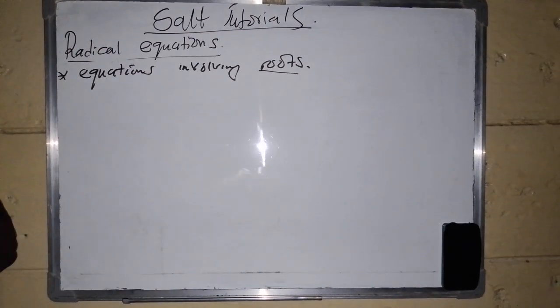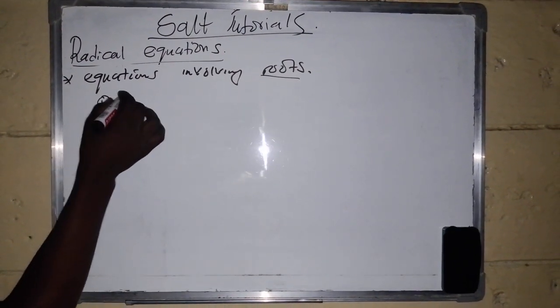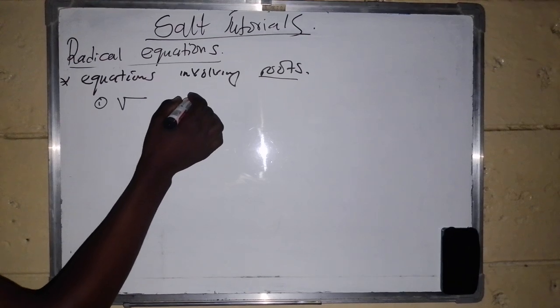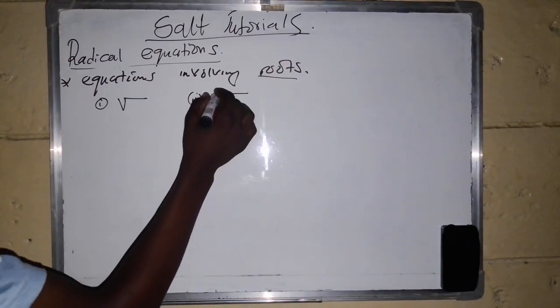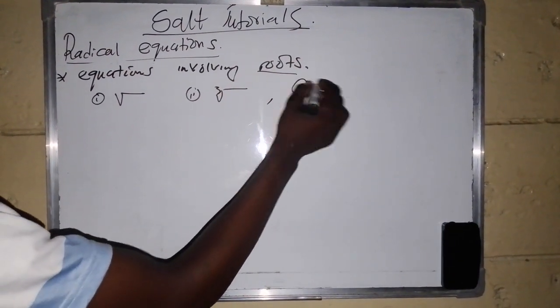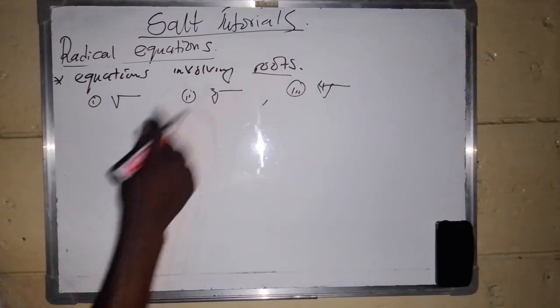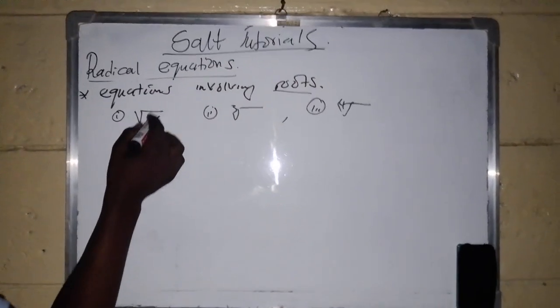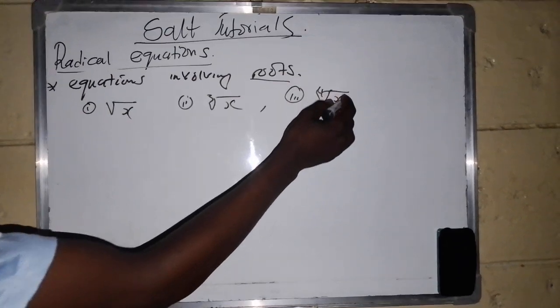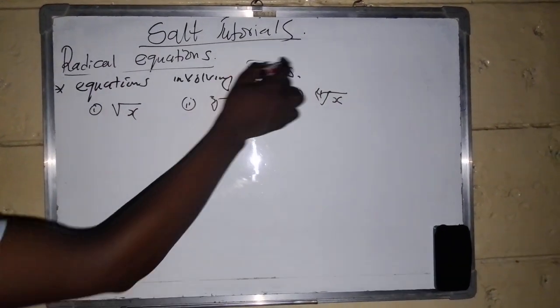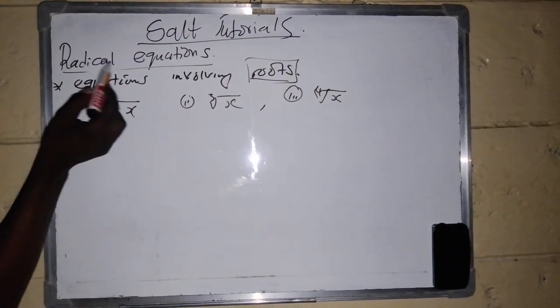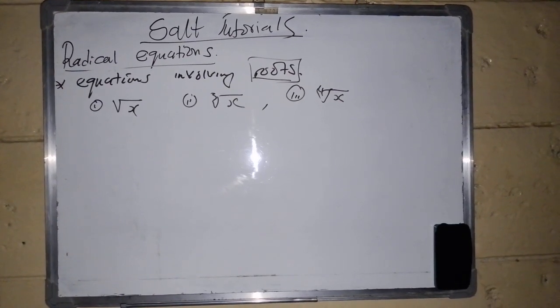Now, when it comes to equations involving roots, we have to understand that there are different kinds of roots. We can have, for example, a square root. We can have a cube root. We can have the fourth root, and so forth. So all these equations which involve different kinds of roots are regarded to be in the category of radical equations.